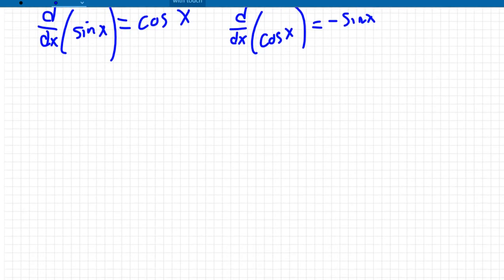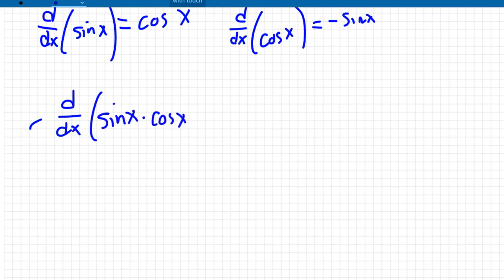So we'll go ahead and use that in an example. Let's say we wanted to find the derivative of the product of these two. So sine x times cosine x.